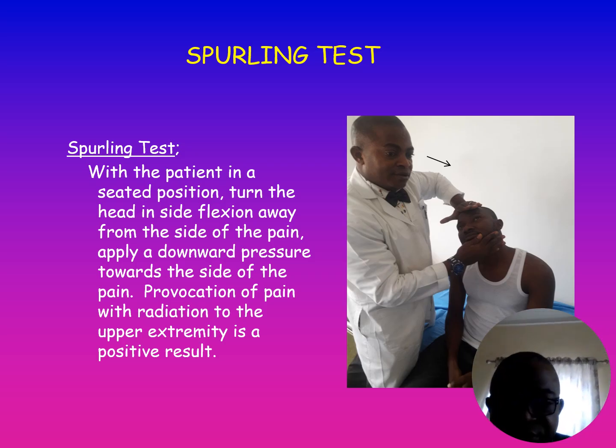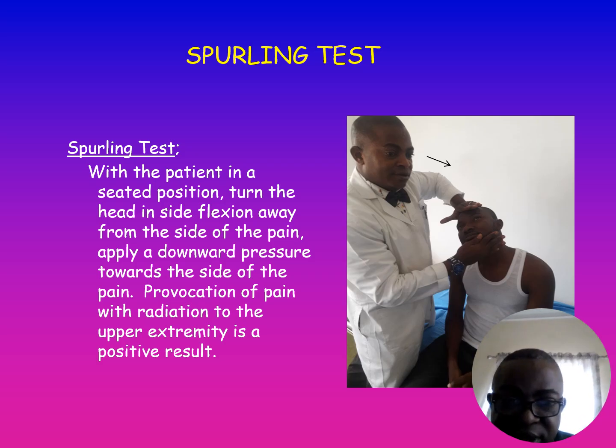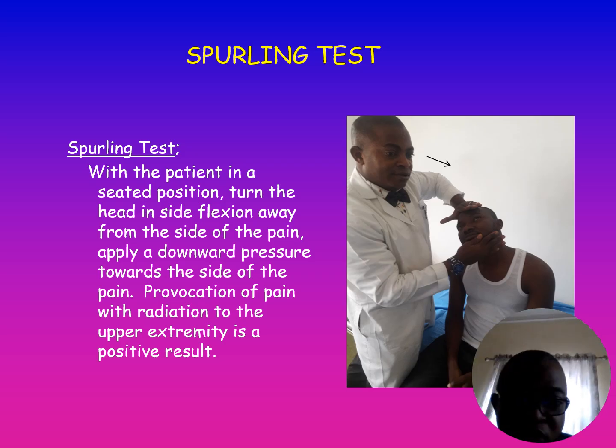Now you've got to take note that the therapist bends the neck away from the side of the pain. Another thing you've got to take note of is that there will be no need for the Spurling test if the patient is already feeling sensation down his arm, because we only use it to provoke that sensation. So it's only needed in patients that are not having that sensation already.